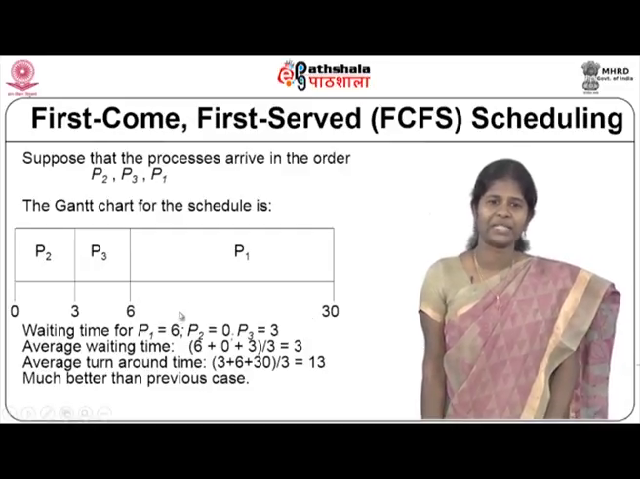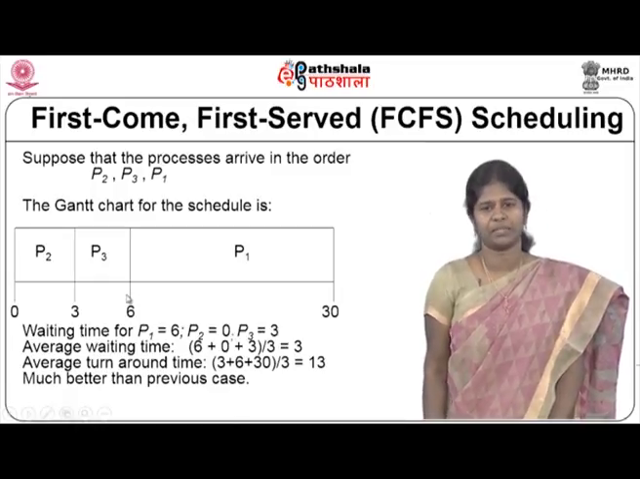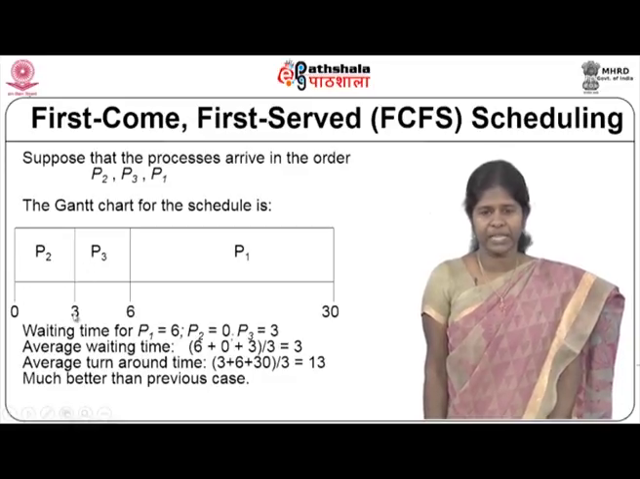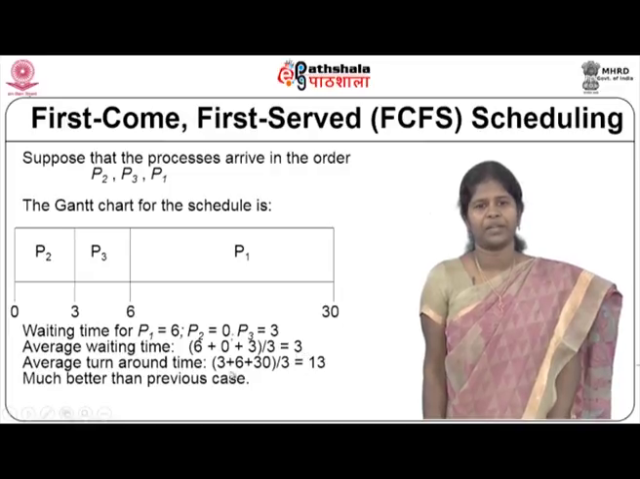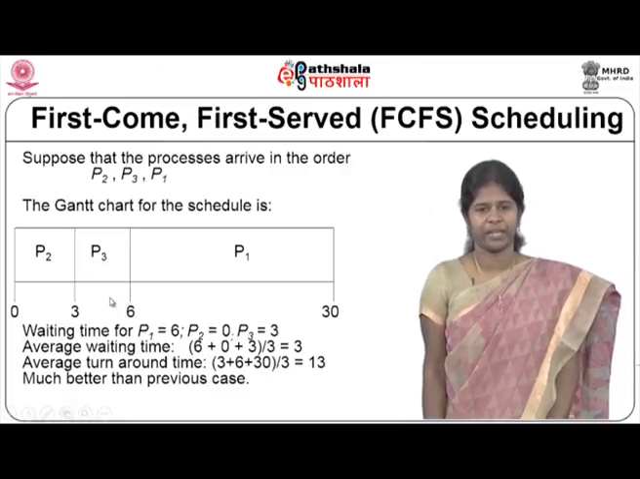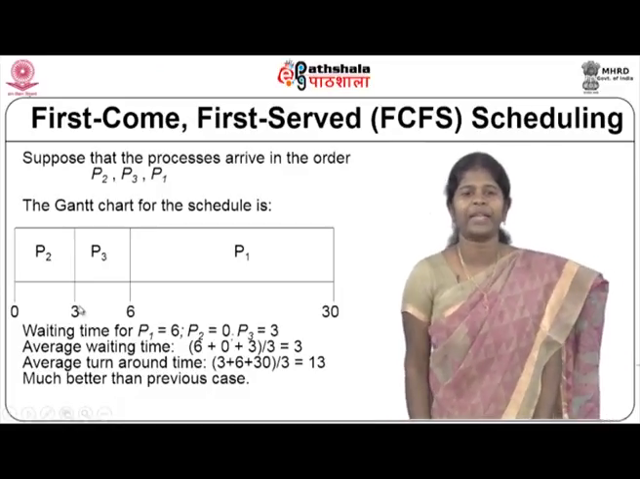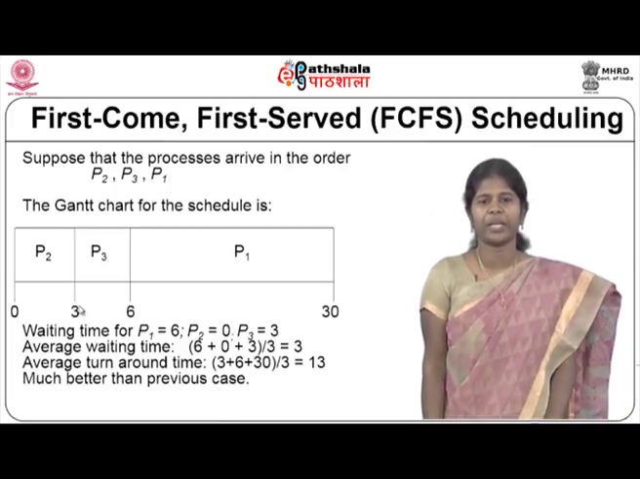Now, how will the waiting time and turnaround time be? The waiting time for P1 is 6 milliseconds, for P2 it is 0, and for P3 it is 3, and hence the average waiting time comes down to 3. The average turnaround time is (3 + 6 + 30) / 3, that is 13. For P2 the turnaround time is 3, for P3 it is 6, and for P1 it is 30, and hence the average turnaround time becomes 13.